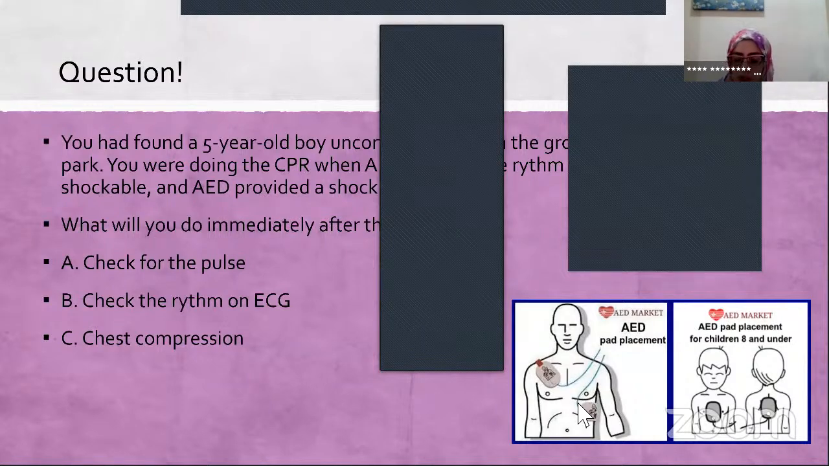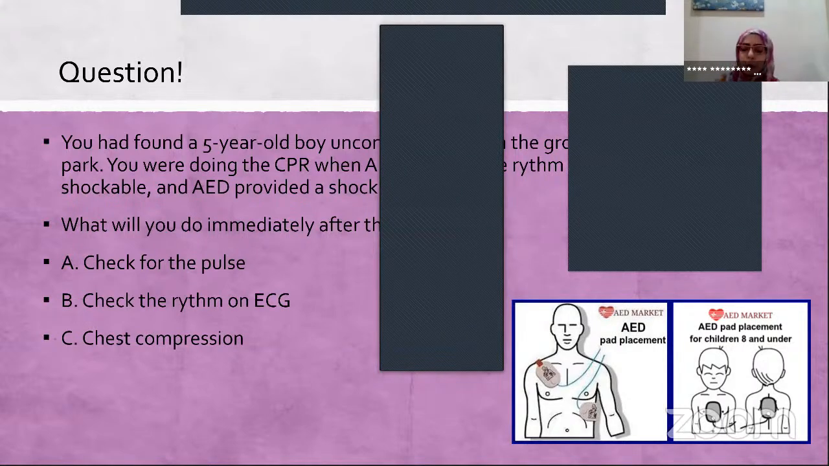So if the patient is less than 8 years old, the body surface is very small, so we cannot put the 2 pads on the front side. You will put one pad on the front, the other one on the back. Is that clear? The movie was explaining about this. I will share the movie later.